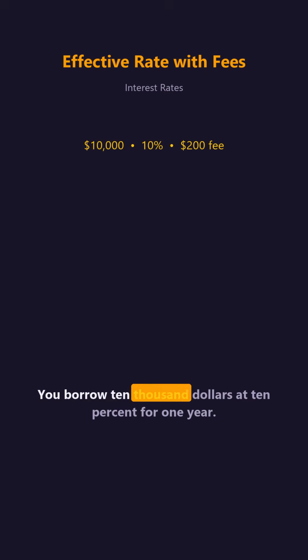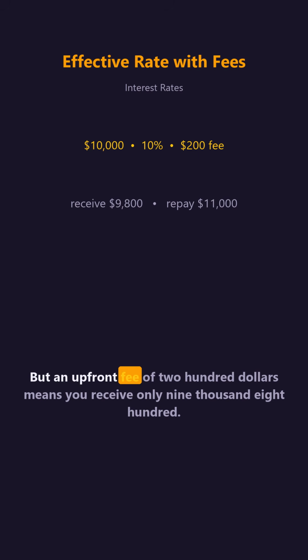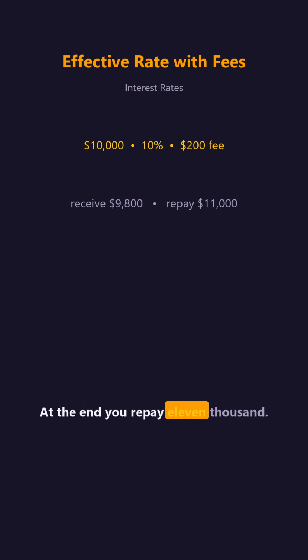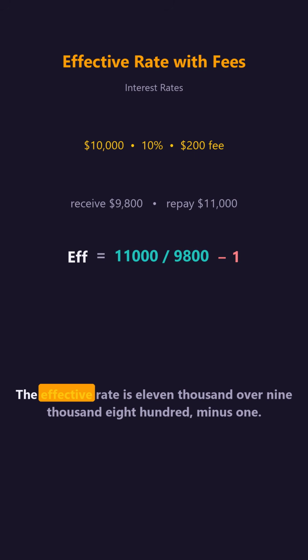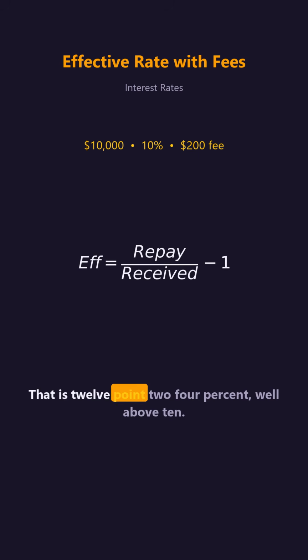You borrow $10,000 at 10% for 1 year. But an upfront fee of $200 means you receive only $9,800. At the end you repay $11,000. The effective rate is $11,000 over $9,800, minus 1. That is 12.24%, well above 10.